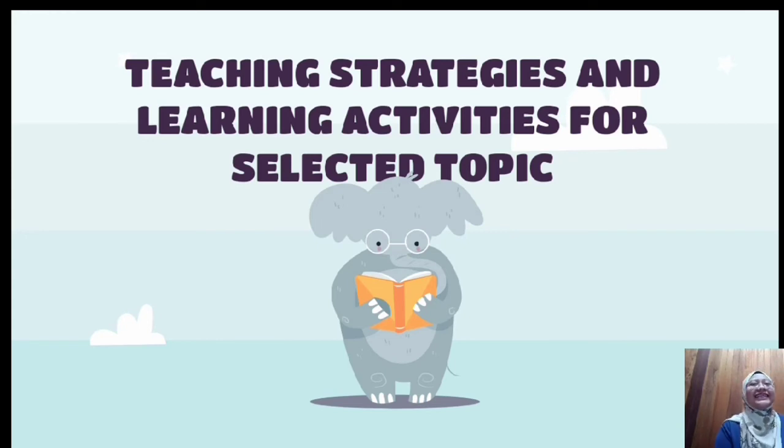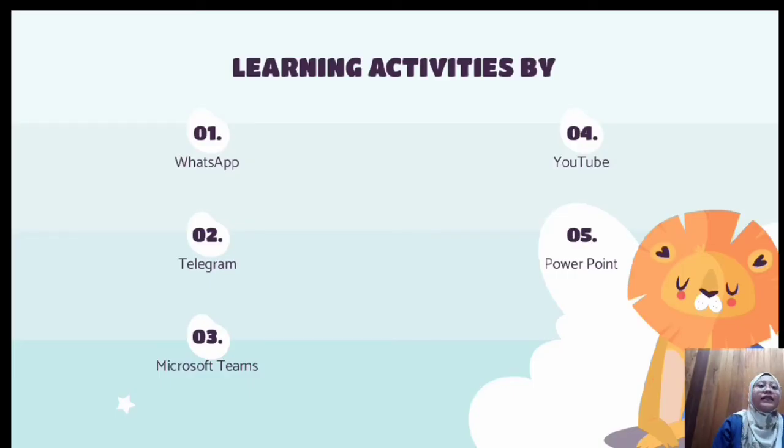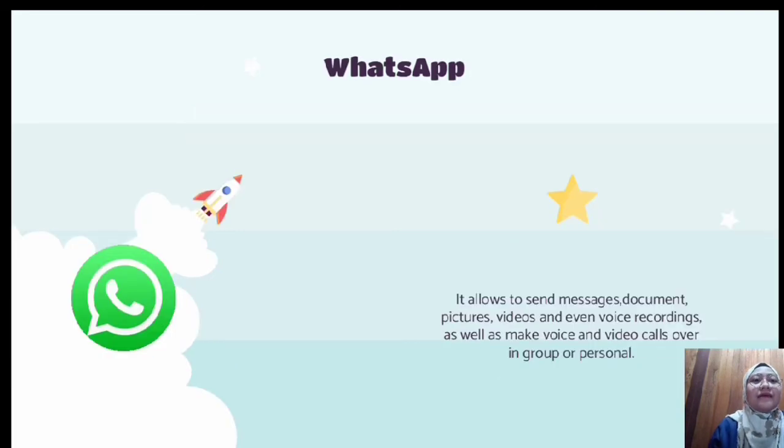So we're going to go with the teaching strategies and learning activities for the selected topic. So we are choosing the physiological human and animals term, which is the respiratory system in humans and animals, from Biology. So the learning activities that we did in this class use WhatsApp, Telegram, Microsoft Teams, YouTube, and PowerPoint. WhatsApp allows sending messages, documents, pictures, videos, and even voice recordings, as well as making voice and video calls in a group or personally, which is basic for all Malaysian students doing their distance online learning, right?